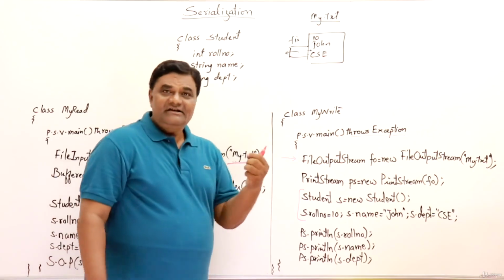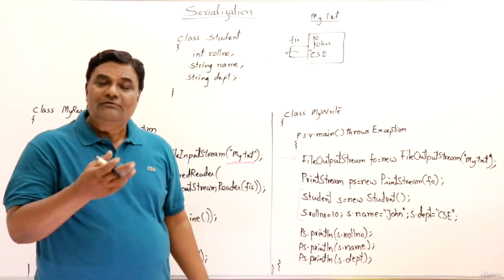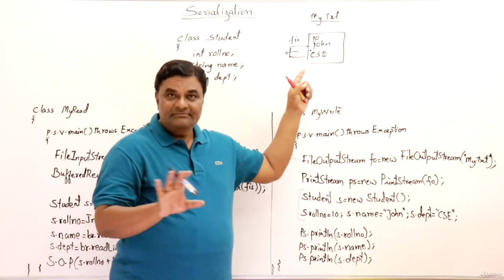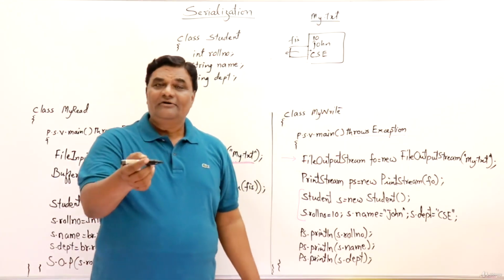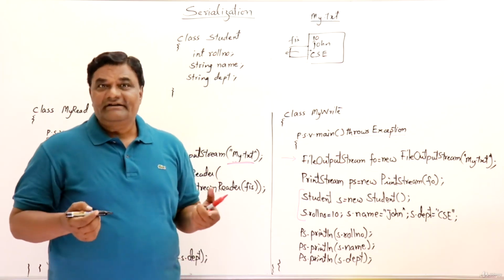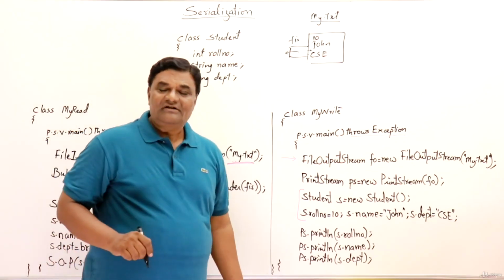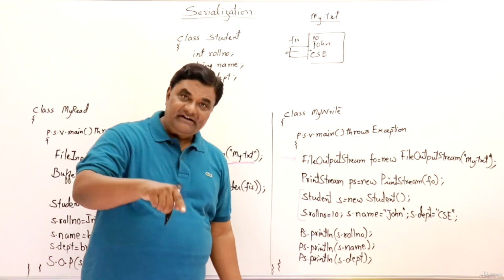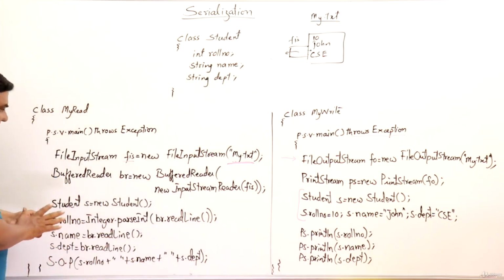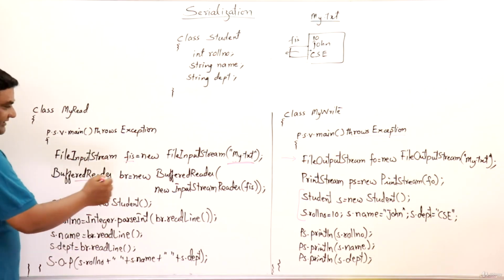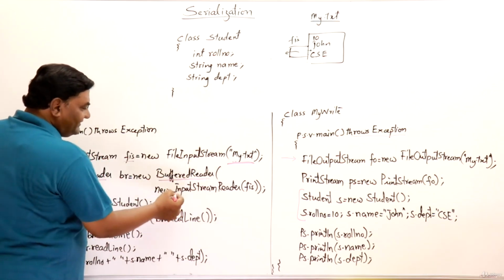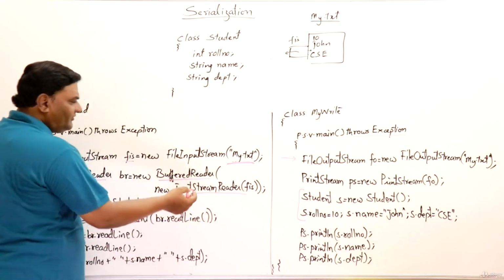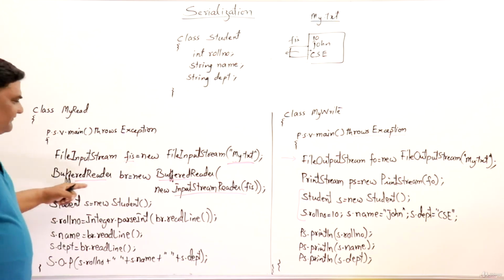But file input stream will read one byte or a collection of bytes. What I want is first the roll number, then the name, then the department. How are they written there? They are written in the form of a string. So how can I read strings? File input stream cannot read strings. For that I need a buffered reader. Yes, I have taken a buffered reader here. Buffered reader has a readLine method. For converting a stream to a reader, there is one more class called input stream reader, which you are already familiar with. So I have used buffered reader.